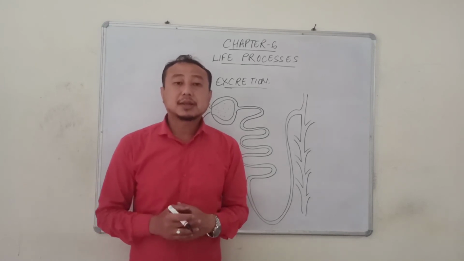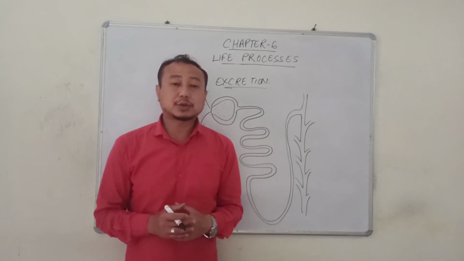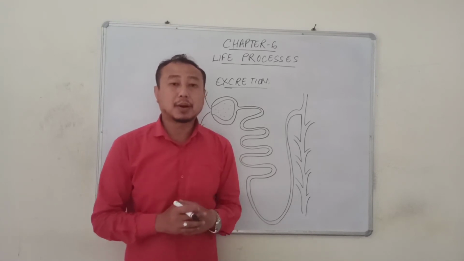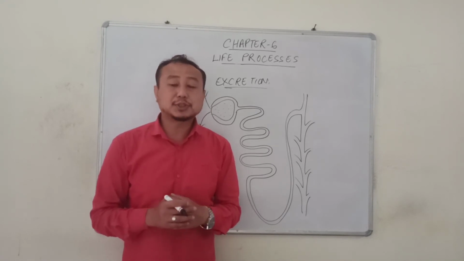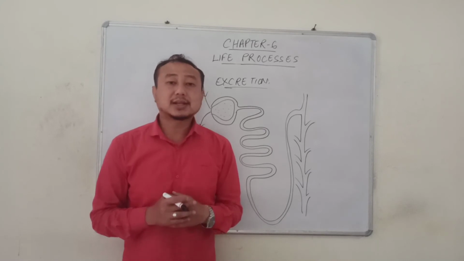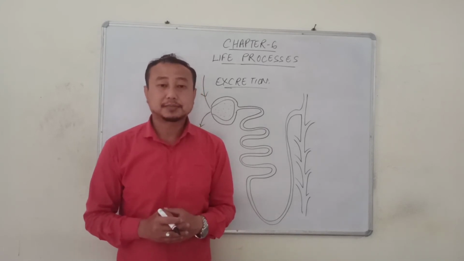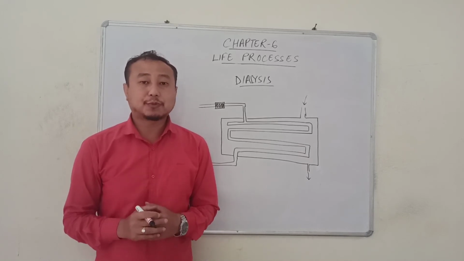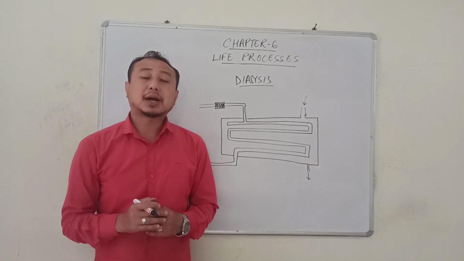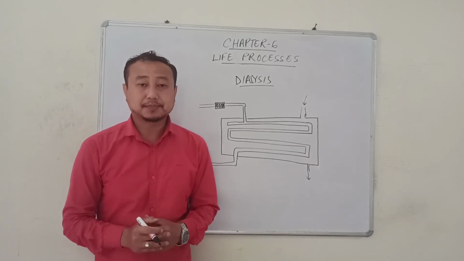But sometimes the function of the kidneys fails, and during that time, this filtration process is not able to be performed by the kidney. During that time, we perform an artificial filtration process which we call dialysis. Let us see how this dialysis process is done. The process of dialysis is done for a person whose kidneys stop functioning, and it is done with the help of a machine known as a dialysis machine or artificial kidney.